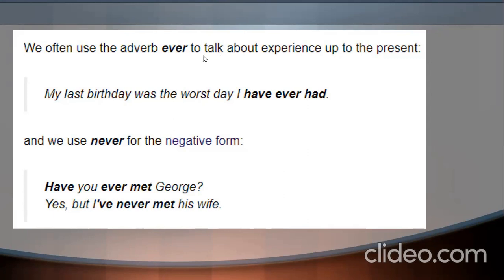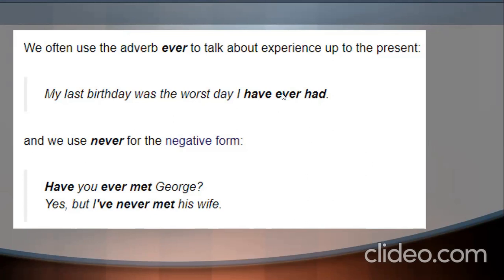Correct. And what is the meaning of ever here in between have and had? Quizás algo más sexual podría ser el peor día que alguna vez he tenido. Quizás podríamos traducirlo así. Exactly.